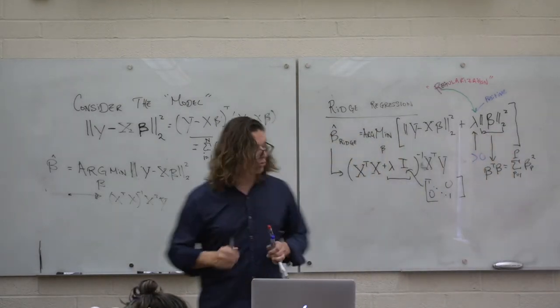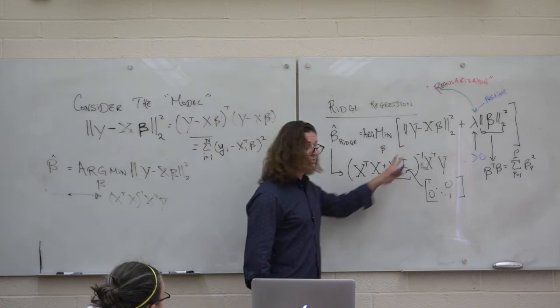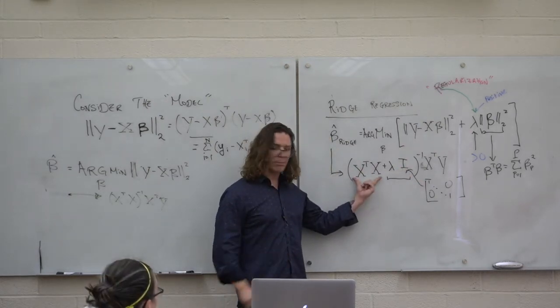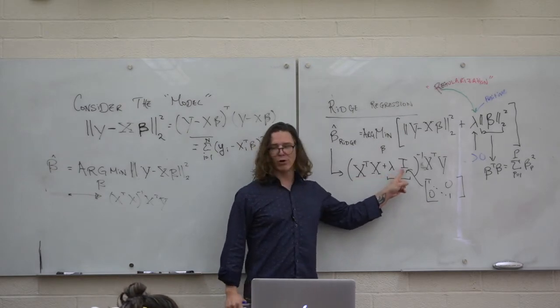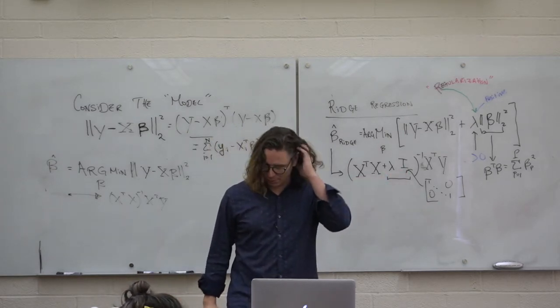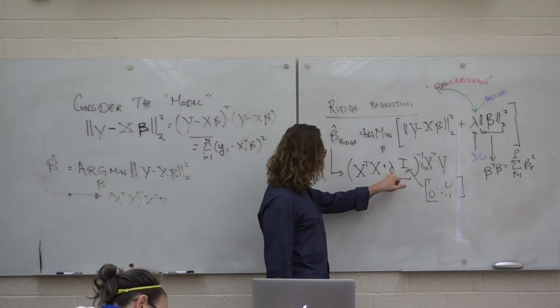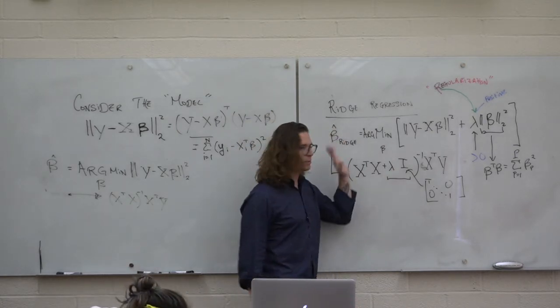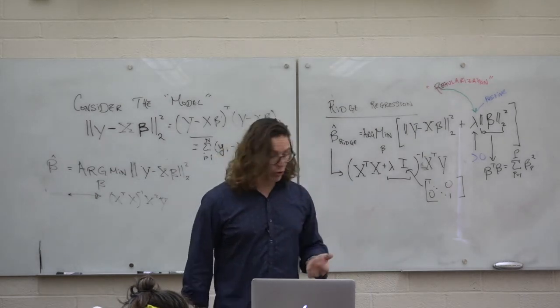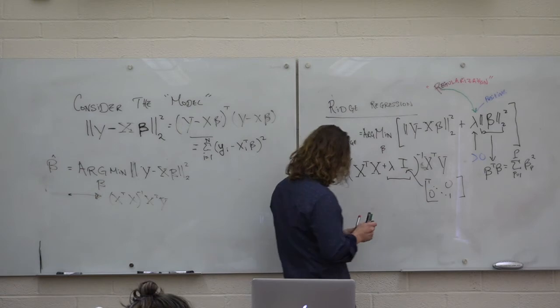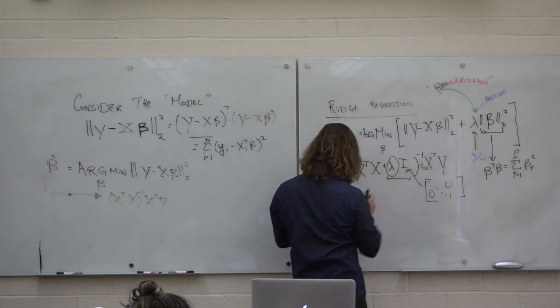Now I want you to convince yourself this thing is always invertible. X transpose X might not be invertible. It might not be full rank, but this is always full rank. Everything's positive right there on the lambda. So if that's going to be positive, this thing is going to be full rank, and you can invert it. The question is, what is the lambda that we pick? How do we pick this parameter?